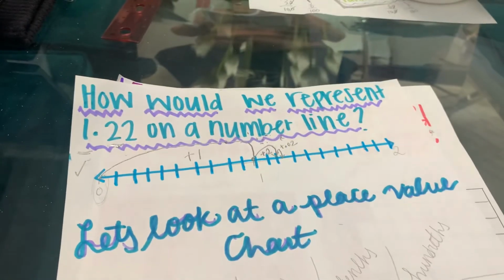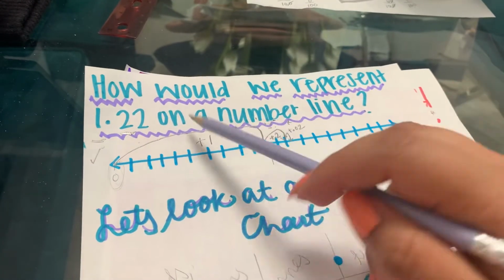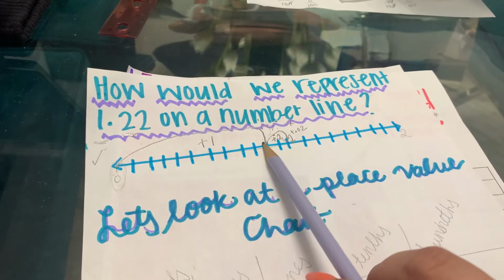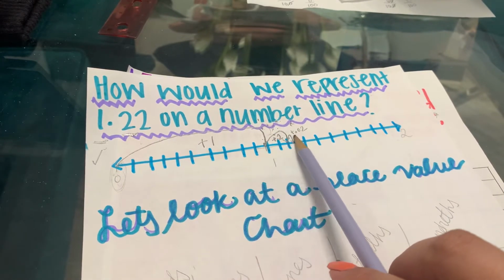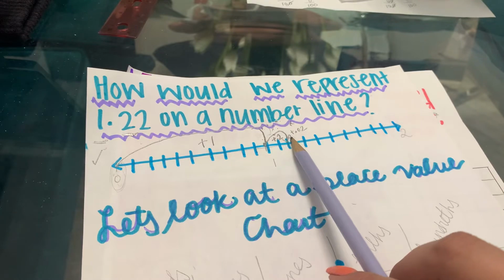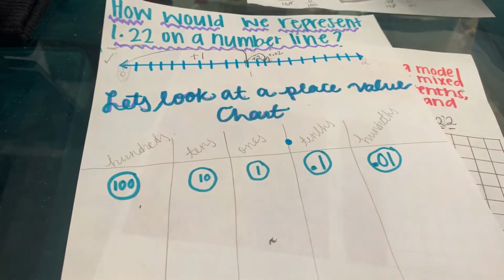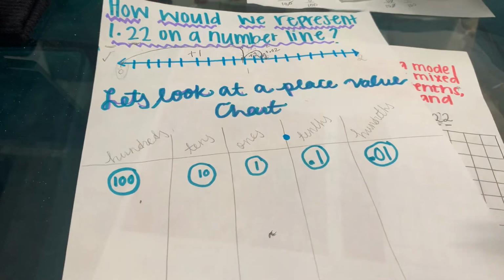So in your problem set, when you have to do representations on a number line, I want you to show me the jump for the whole first, then the jump for the tenth, then finally the tiny jump that you'll make for the hundredth. And how does all of this make sense in a place value chart?